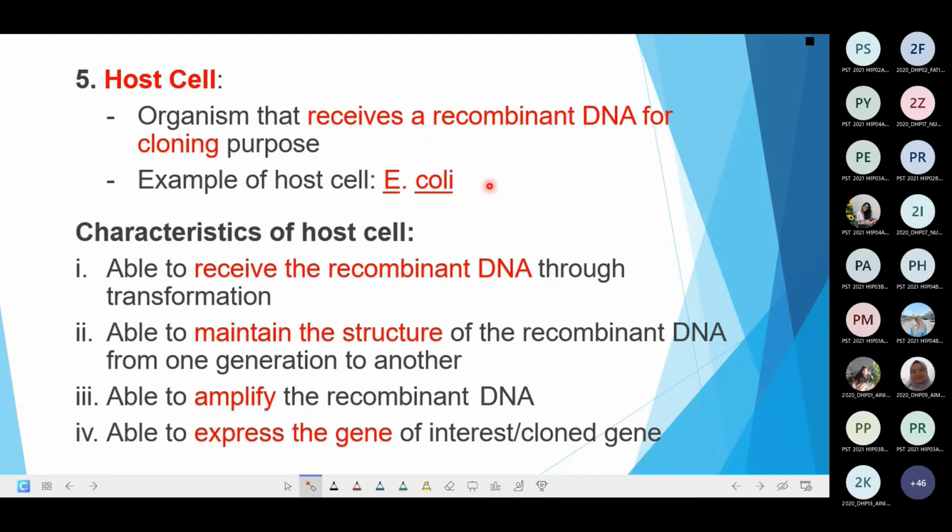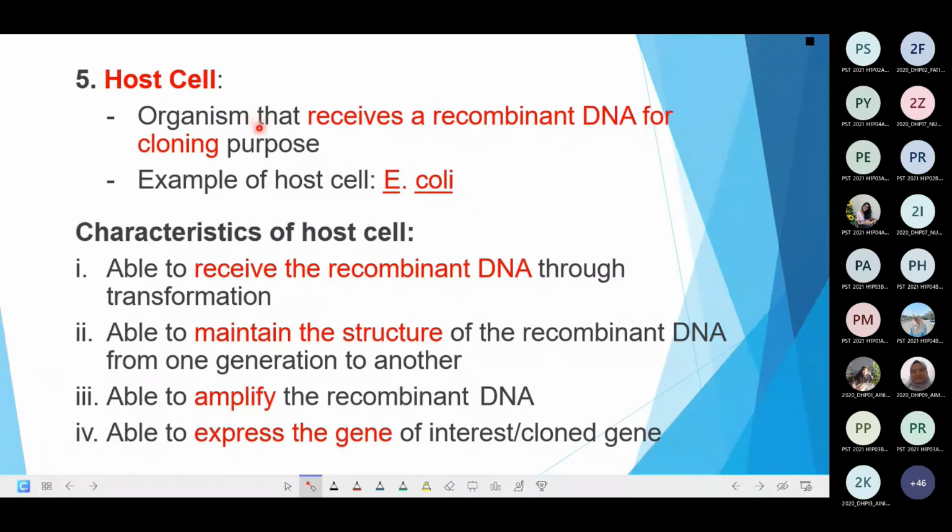Okay, tool number 5 will be the host cell, sel perumah. So this is actually referring to a type of organism that will be able to reproduce rapidly. Usually we will be using the bacteria as the host cell for this gene cloning procedure. Okay, why?